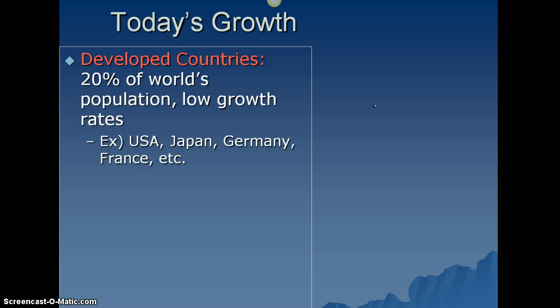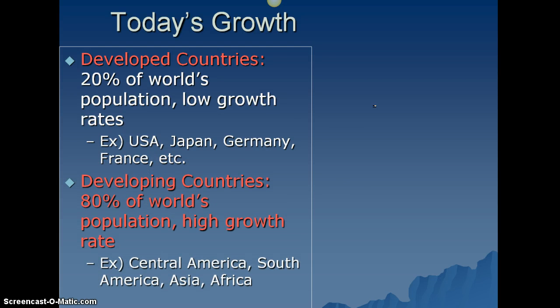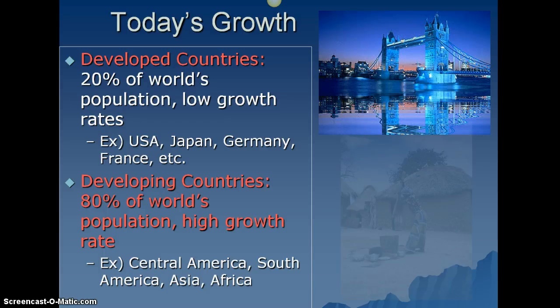Today's growth: developed countries are 20% of the world's population, and they have low growth rates. For example, USA, Japan, Germany, France. There's less growth in those countries generally due to education a lot of times. People are working more. Developing countries are 80% of the world's population, and they have high growth rates. Examples are Central America, South America, Asia, and Africa.